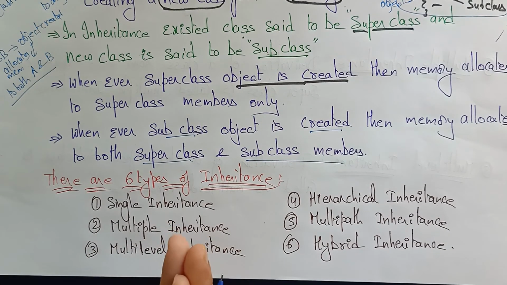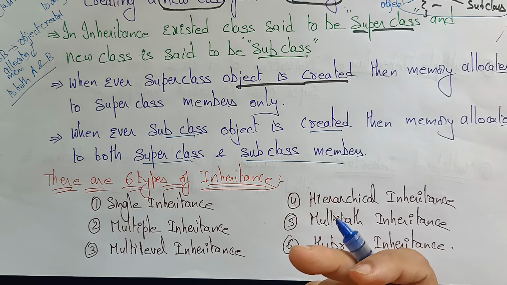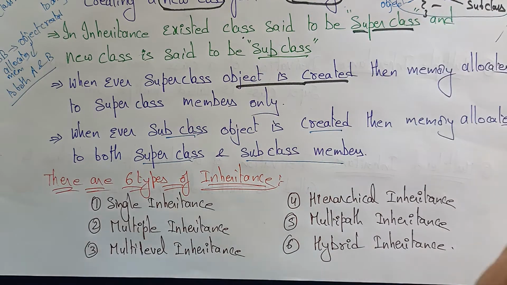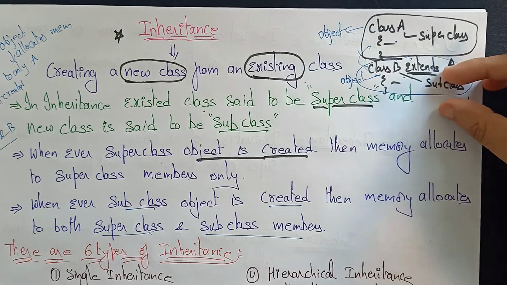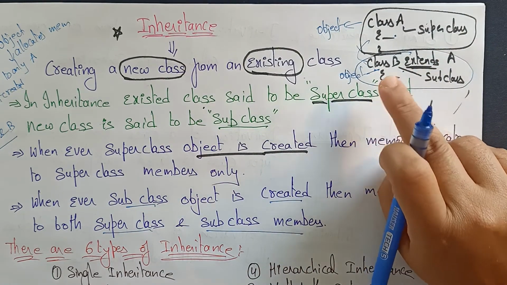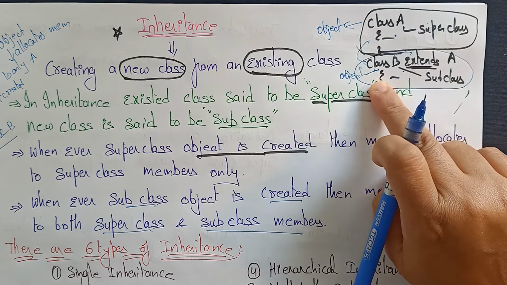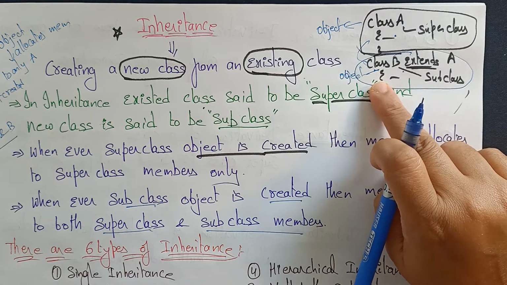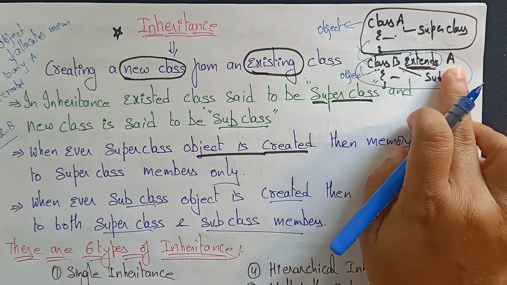Now let's see, what do you understand here? Creating a new class from an existing class is called inheritance. There are two concepts, superclass and subclass. Whenever an object is created for the superclass, memory is allocated only to that class, because it is unique. But whenever an object is created in the B class, memory is allocated to A as well as B. You may have a doubt: why is memory allocated to A as well as B? Because we are using the features of A also, extends A.